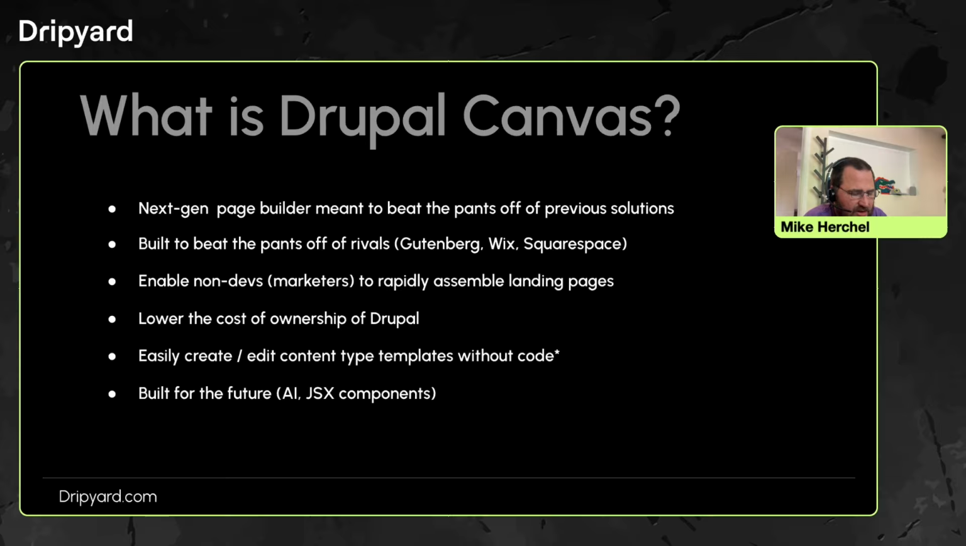Canvas also wants to easily edit content type templates, and it's also meant to build for the future with integrations into artificial intelligence and JSX, which is React. So if you have developers on your team that are not familiar with the ins and outs of Drupal theming, like I am, you can create JSX components and plug those into Canvas, and it will work.